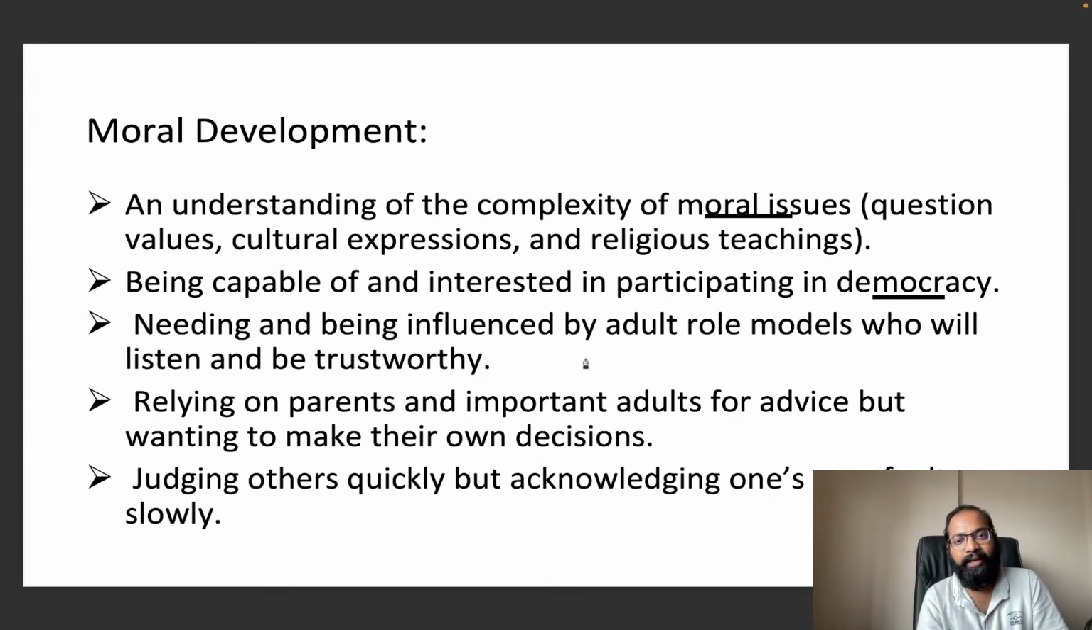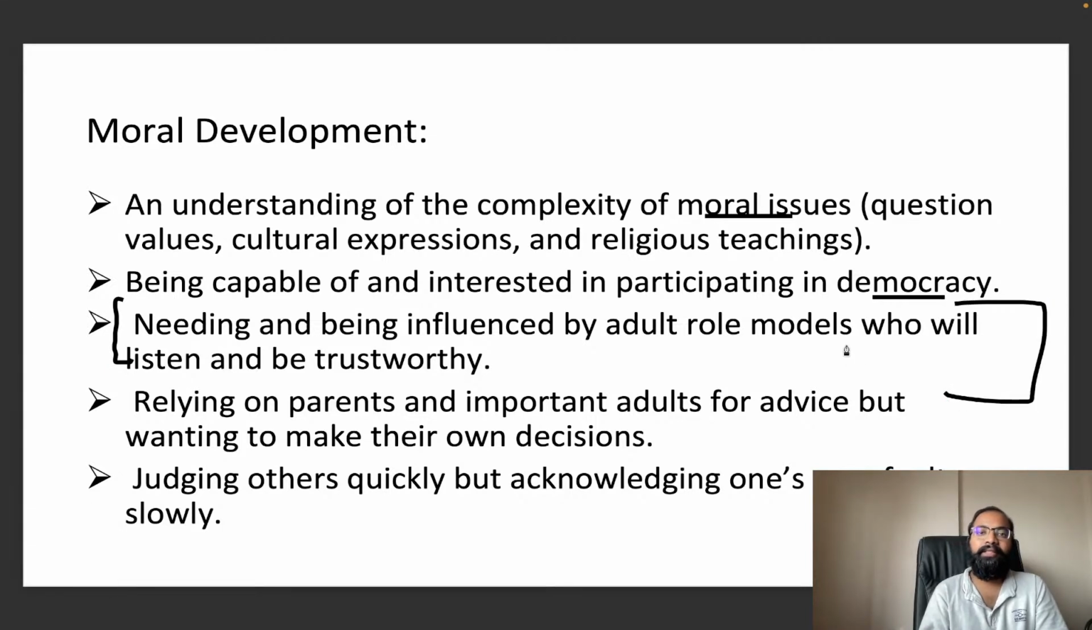Okay, and needing and being influenced by adult role models who will listen and be trustworthy. It is also one of the points asked in the previous UGC NET examination. So adolescent learners are highly influenced by role models. Usually, if you ask any kid who is your favorite hero, who is your favorite scientist, who is your favorite person, they used to imitate them. Okay, and relying on parents. Usually, adolescent learners rely on their parents and important adults for advice.